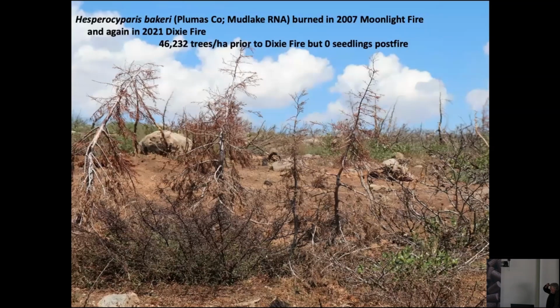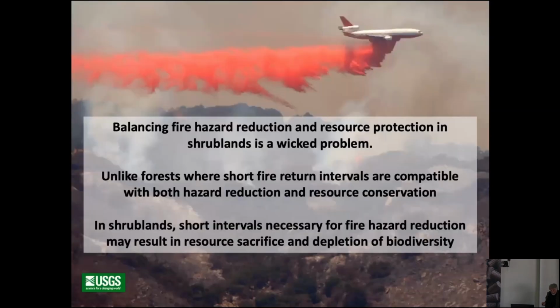And here's one very unfortunate case. This is from Plumas County. This is a Baker cypress, a rare and endangered species. And it burned in the Dixie Fire in 2021, overlapped with the 2007 Moonlight Fire. And we had massive burned-up saplings in the stand, but 0 seedlings. In other words, that species was extirpated from the site even though it was 14 years of age.